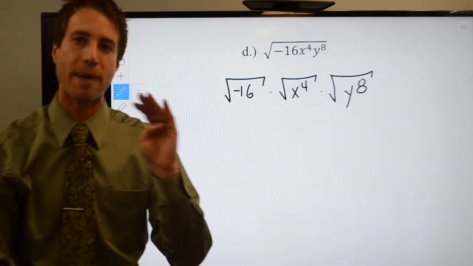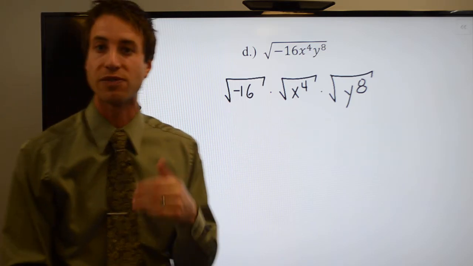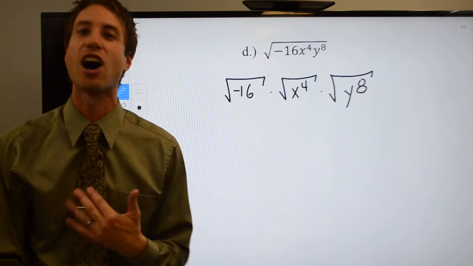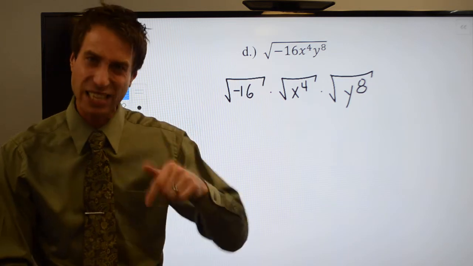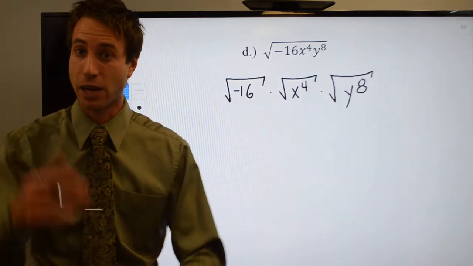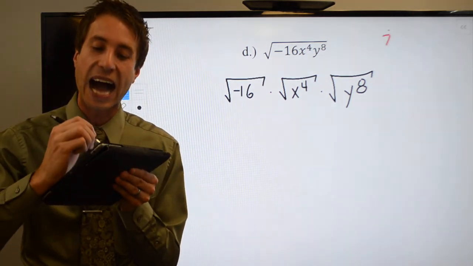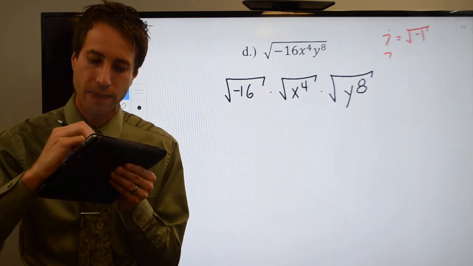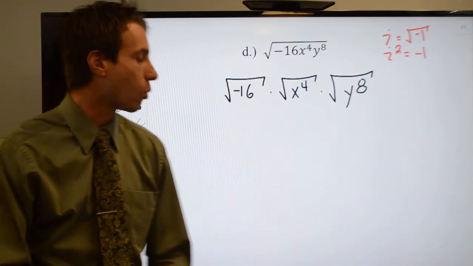Great review going back to chapter 4, where we talked about taking square roots of negative numbers. Previously in Algebra 1, we would have just said it's undefined. You can't take the square root of a negative number. But since chapter 4, here in Algebra 2, we were able to define the square root of negative numbers. You guys should remember this. We said that i, the imaginary number, is equal to the square root of negative 1. i squared is equal to negative 1. Well, that's exactly what I'm going to wind up with here.